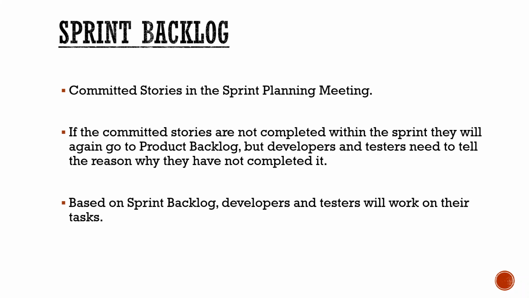Actually it goes to both backlogs, and again the product owner decides whether this sprint backlog story should be taken once again in the coming sprint, or whether he needs to take it from the product backlog. That will be decided by the product owner. But in this, one thing is that the developers and testers need to tell why they haven't completed the particular story in the mentioned sprint. That should be told by the developer and tester.